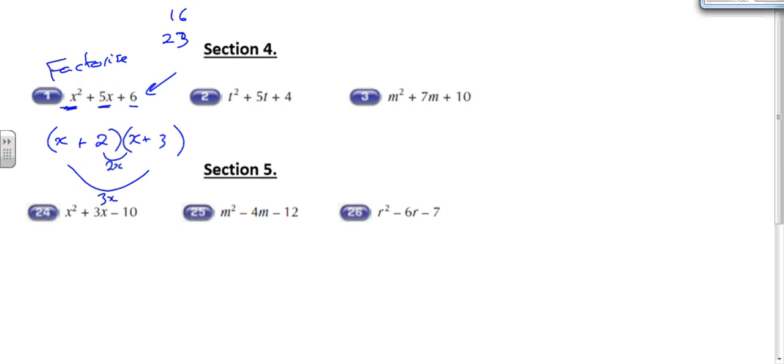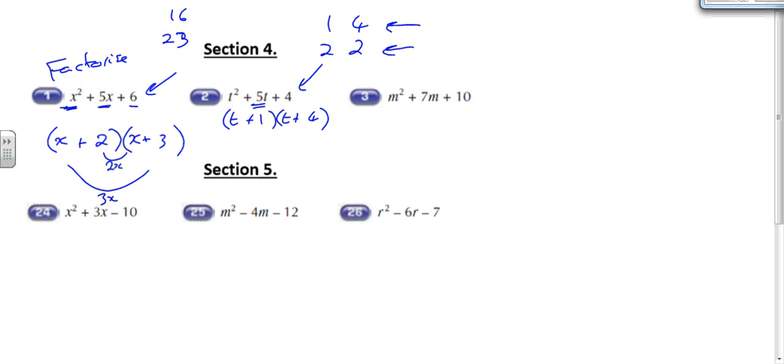Next, t squared plus 5t plus 4. So what times itself makes t squared? So that's going to be t times t. Then what times what makes 4? So we've got either 1 and 4 or 2 and 2. So can we use 2 and 2 to make 5t? No. Can we use 1 and 4 to make it? Yes, we can. It's going to be t plus 1, t plus 4.